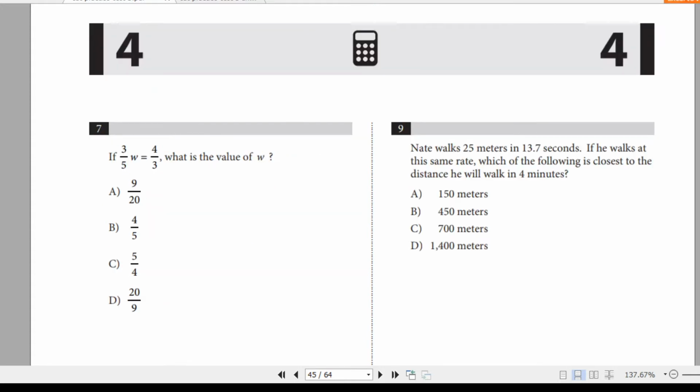Question number 9. Nate walks 25 meters in 13.7 seconds. If he walks at the same rate, which of the following is closest to the distance he will walk in 4 minutes? So 150, 450, 700 and 1400.